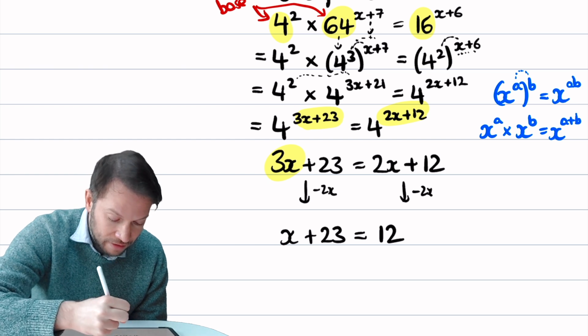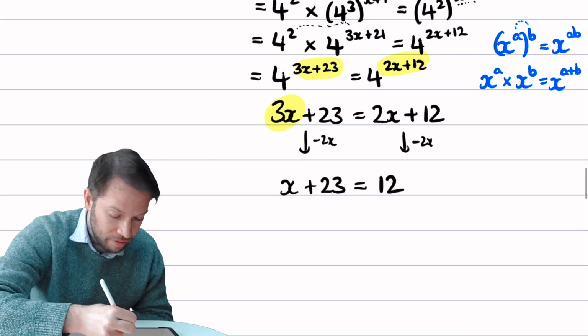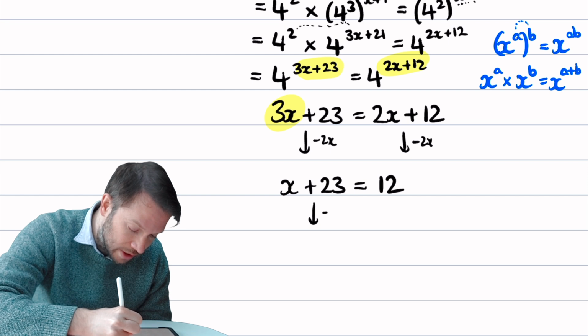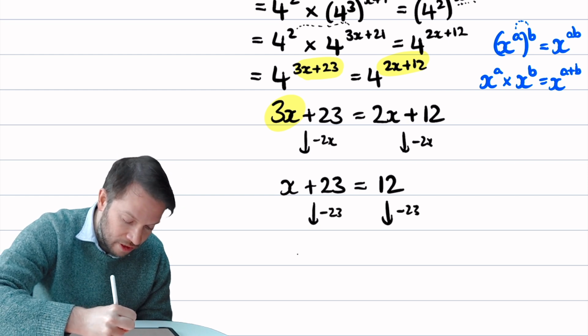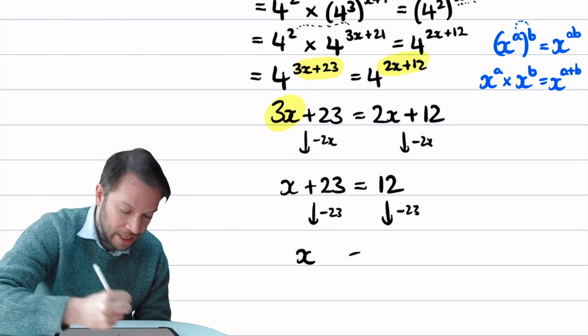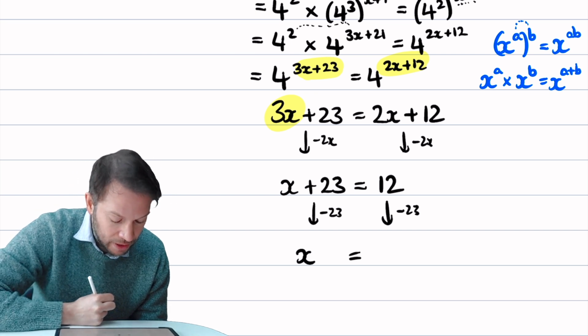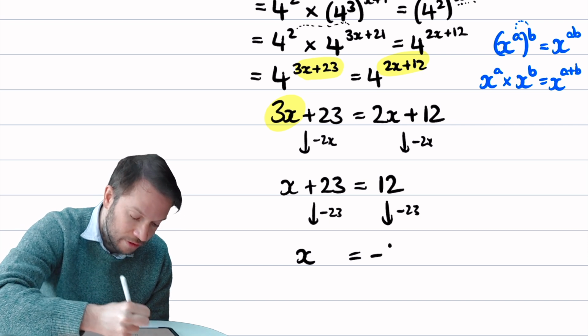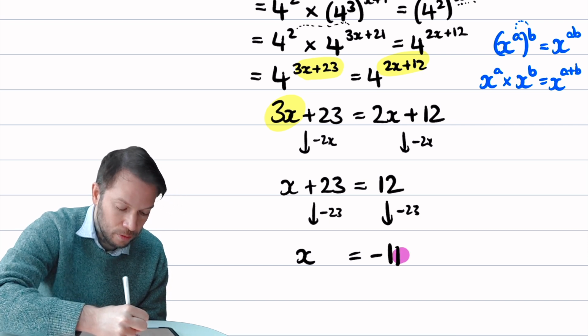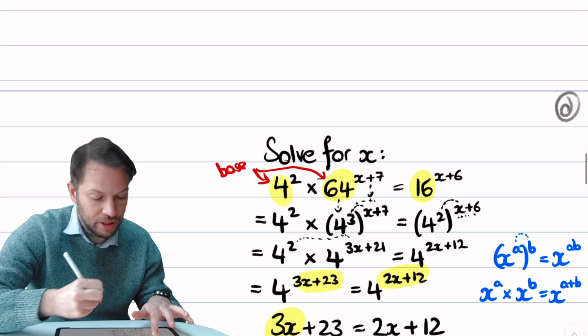Now we just want to get the x on its own. So we're going to get rid of that 23 on the left. So we're going to subtract 23 to get rid of it. On the left-hand side, that cancels out the 23, and 12 minus 23 is minus 11, isn't it? So that is the final answer. It's the solution to this original equation here.